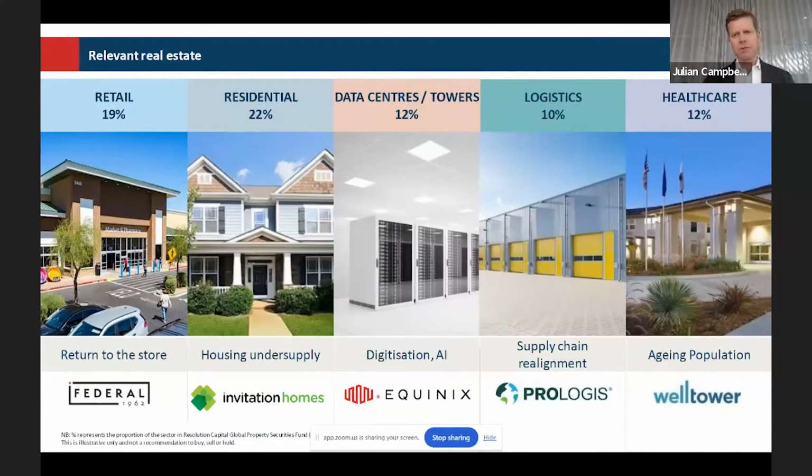And this gives you a snapshot of 3/4 of the Resolution portfolio, ranging from non-discretionary shopping centres, residential real estate, or rental, benefiting from the undersupply and affordability issues in many housing markets like the US, Canada, and Germany, through to data centres, benefiting from the digitisation of the economy and the significant growth in AI, through to logistics and segments like healthcare real estate. So a diverse range of relevant real estate, minimal exposure to office property.